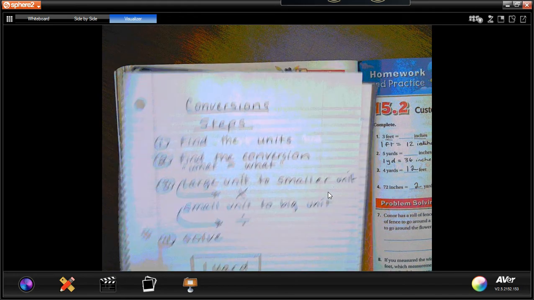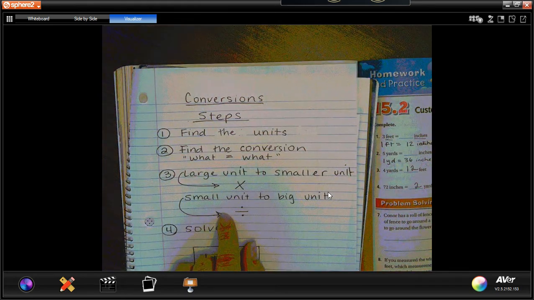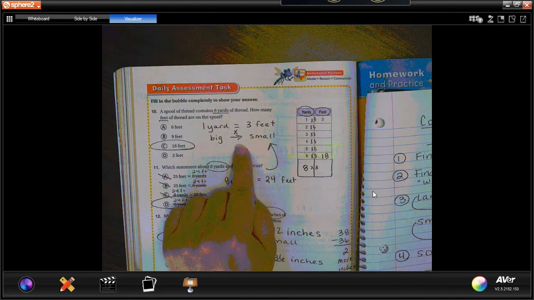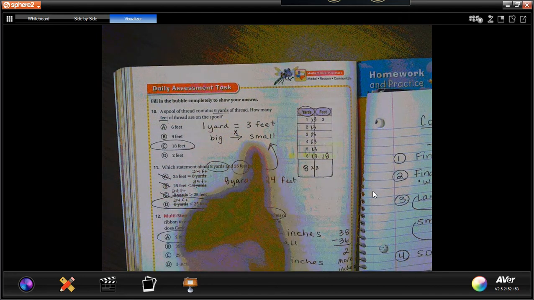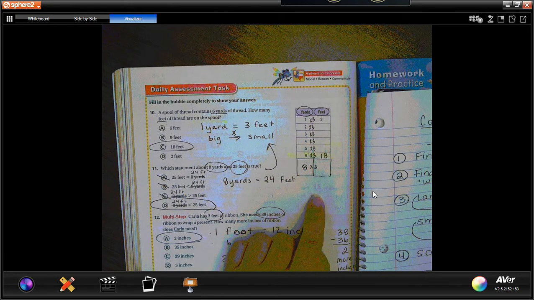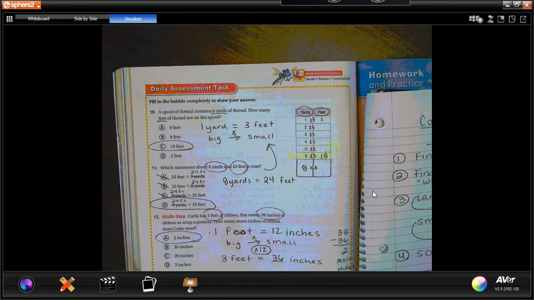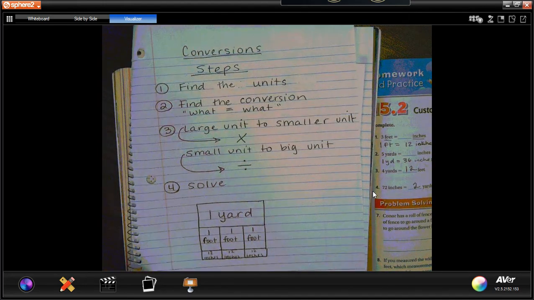Then we need to know, are we going from a larger unit to a smaller unit or a smaller unit to a bigger unit? Because that's going to help me know whether I'm multiplying or dividing. This one, we're going from a big unit to a small unit, so we're going to multiply. We used a chart to help us. When we had 6 yards, we multiplied that by 3 and found that that would be the same as 18 feet. Make sure you pause the video and put this into your notebook.